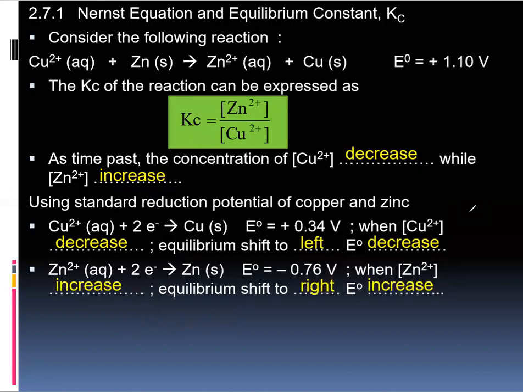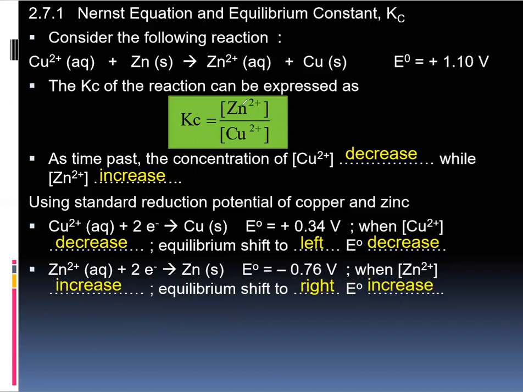Now, next equation and equilibrium constant, Kc. We also have what we call the equilibrium constant. Now, consider the following reaction. If we have this reaction of copper 2+ and solid zinc to give us zinc aqueous plus copper, and we're given this value E here for our electric potential, which is plus 1.1 volts. The Kc, which is our equilibrium constant of the reaction, can be expressed as this.